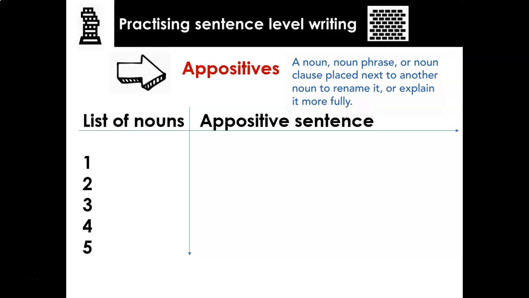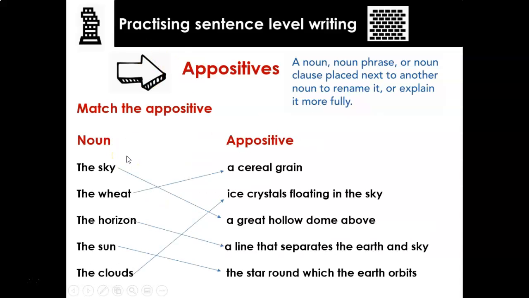So your last activity today is to create 5 appositive sentences. I said 3, didn't I? So 3, if you're close to your hour's work, 5 if you've been working through more quickly. And what I should see in your books then is a list of appositive sentences where you've taken 5 nouns from your plan, like I have here. Now, I haven't created appositive sentences. These are appositives. So your final job is to make it a complete idea. Make it do something. So the sky, a great hollow dome above.